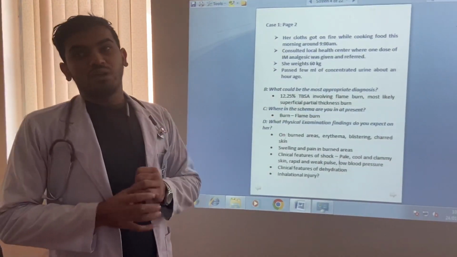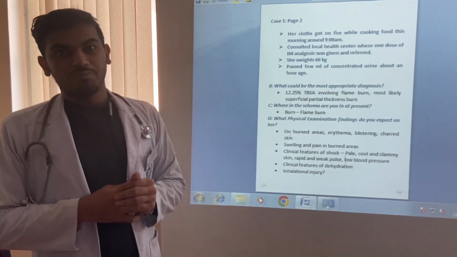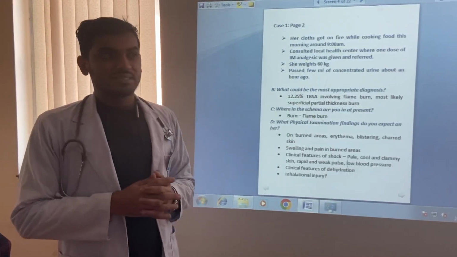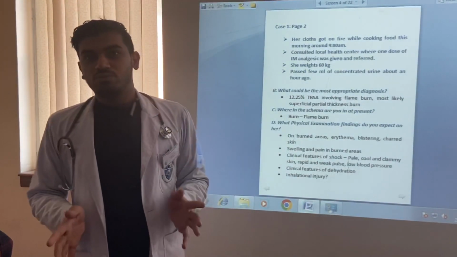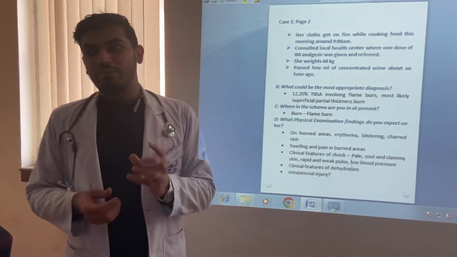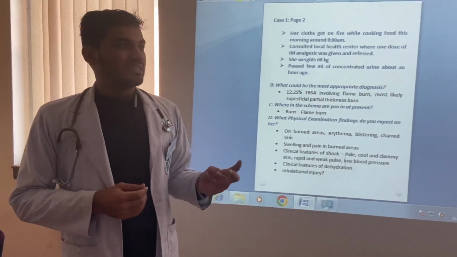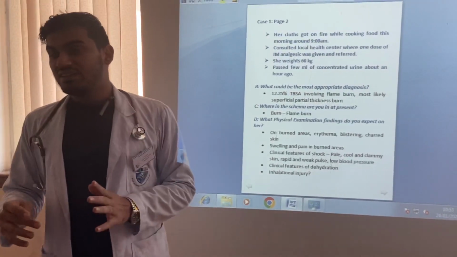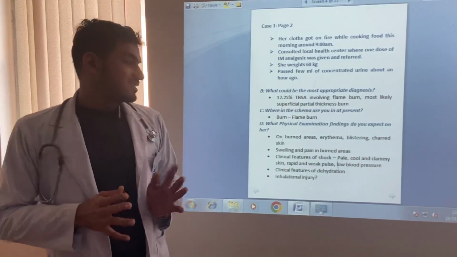We have to always rule out inhalational injury. How can we rule out inhalational injury in this case? If there is any history of the patient being in a closed room, any black colored sputum or coal particles in the sputum, or if there is a burn in the nostril area, if such features are seen then we have to suspect the presence of inhalational injury.